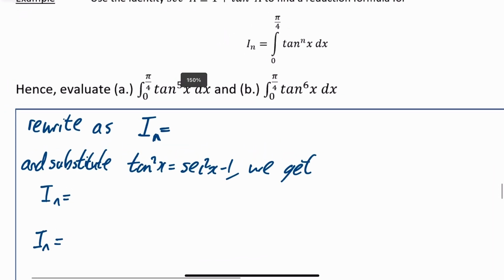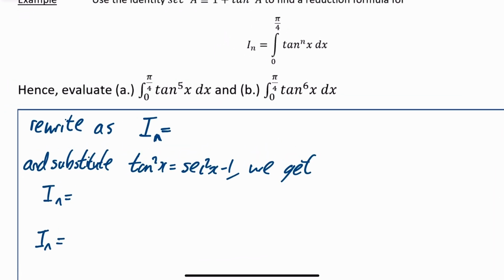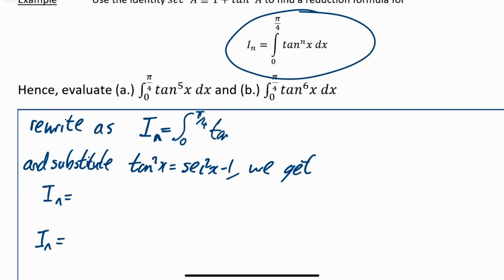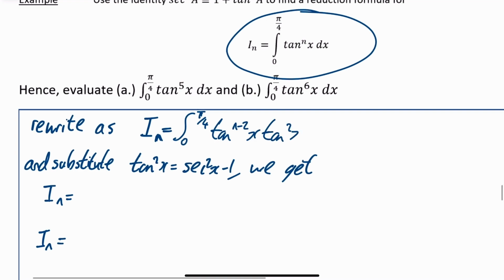Okay, difficult one here. It says, using the identity sec squared of a is equal to 1 plus tan squared, to find a reduction formula for this thing, and then hence evaluate whatever we've got to evaluate. So first of all, rewrite this thing as I_n, the integral from 0 to pi over 4. So we're rewriting this as tan^(n-2) of x times tan squared of x dx. And also then we can substitute in tan squared is equal to sec squared x minus 1.